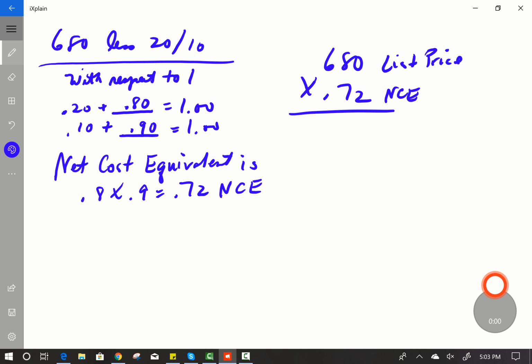and that will give me the net cost of $489.60. So we get the same result, but it saves us a lot of time to find the net cost equivalent. So with 20% and 10%, I took 0.8 times 0.9 in respect to 1, and then multiplied that times the list price to give you the net cost of $489.60.